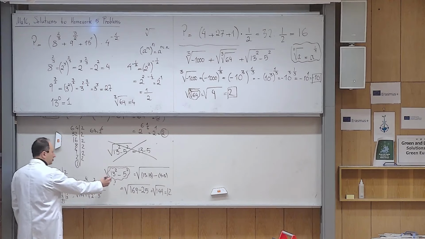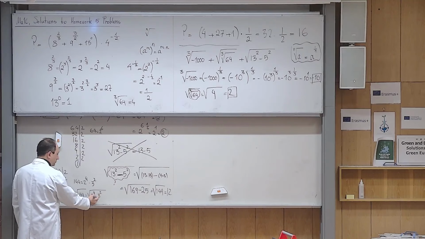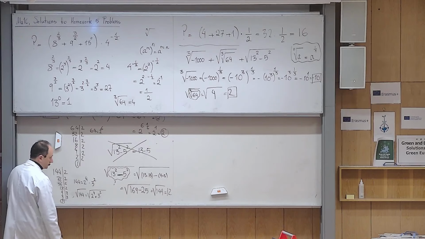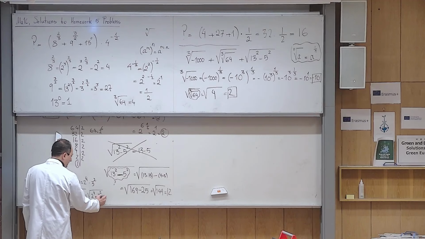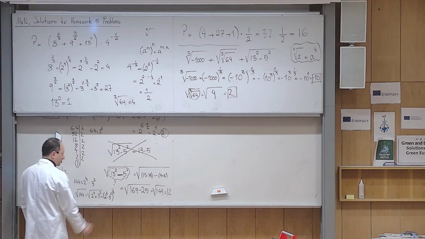You see, I told you this is not working for subtraction, but this is working for multiplication. For multiplication, you can take them separately. So you can do it like this: 2 to the power of 4, 3 to the power of 2, to the power of 1/2.